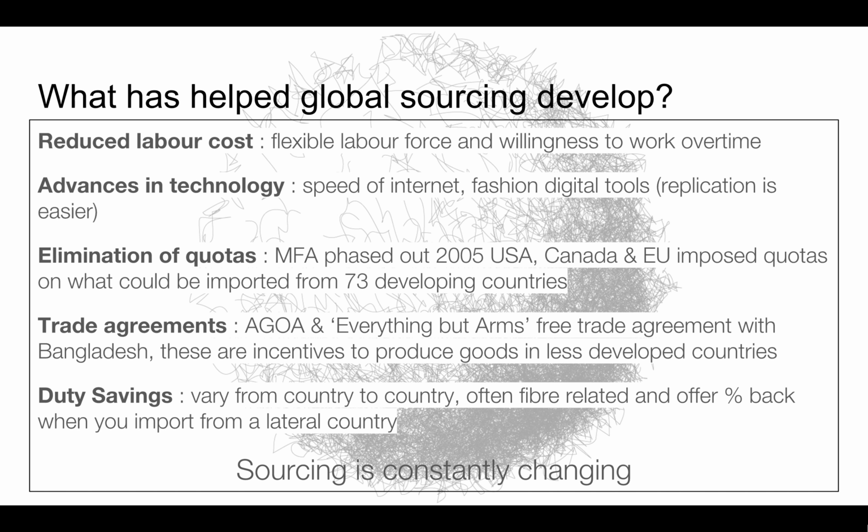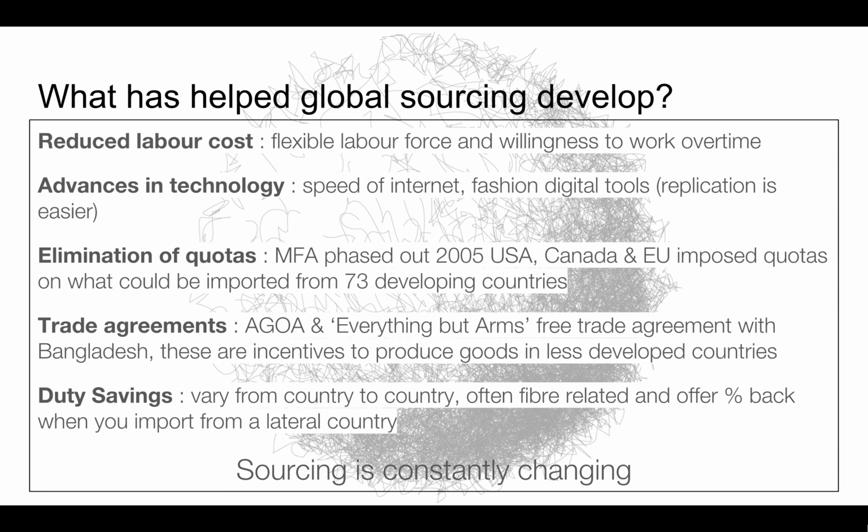So what has helped global sourcing develop? First of all, reduced labour costs, flexible labour force and a willingness to work overtime. As you know, in the UK, we don't have a labour force that allows us to work our machineries and fill our factories. Therefore, this has moved overseas. A flexible and transient labour force, and actually just more people means you have a bigger labour force. A lack of jobs in other areas means a willingness to work overtime, which means the factories will push harder.